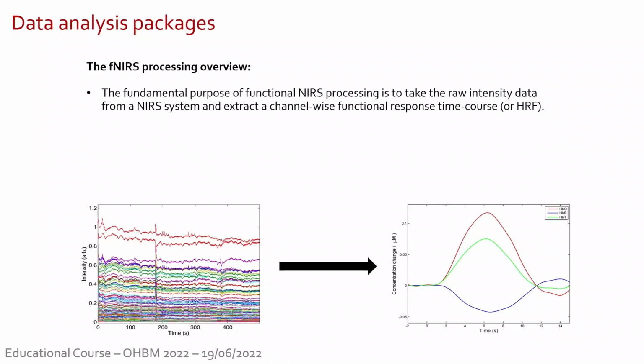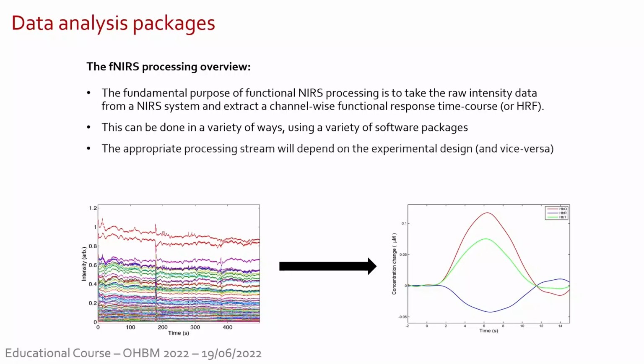Okay, we designed the headgear, we got the stimulus design, we collected some data, now we want to look at the data, right? So of course, the idea behind processing some NIRS data is just to start from the raw intensity and extract the HRF, right? This is what we want to get at the end. And this can be done in a variety of ways using several different processes. A lot of people still use their own script in MATLAB or Python.